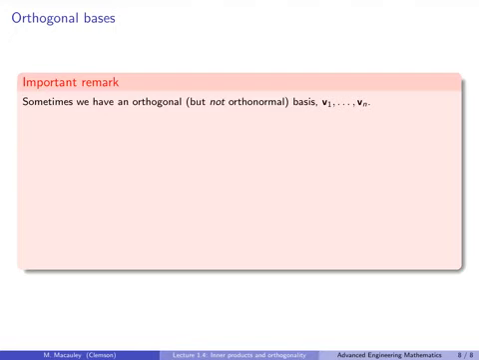I want to conclude with an important remark. Sometimes we have at our disposal an orthogonal basis that's not necessarily orthonormal. So we have v1 up to vn, and sometimes it's quite a hassle to make it orthonormal. Or I guess not really a hassle, it just makes it really messy. And it's a lot more convenient to just have an orthogonal basis.